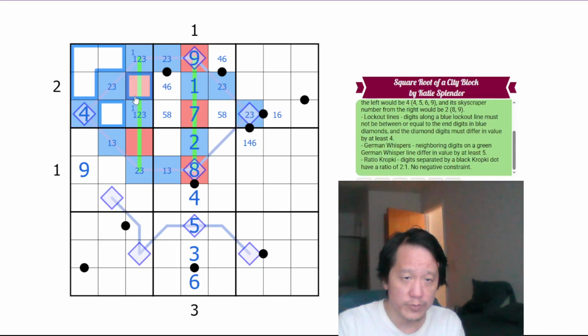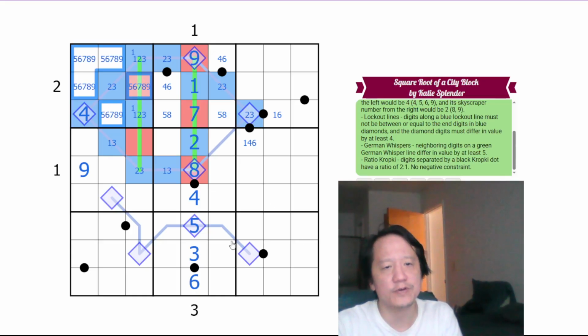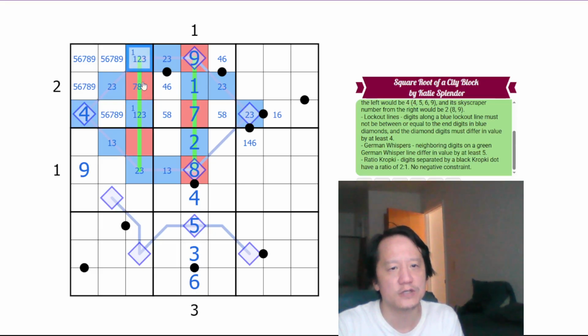These are skyscrapers here. We have 5 through 9 here. This can't be 5 or 6 because it's next to 2 unique digits on the Whisper 5 line. No 7, 5, or 8 here because of 5, 7, or 8 in the rest of the row.